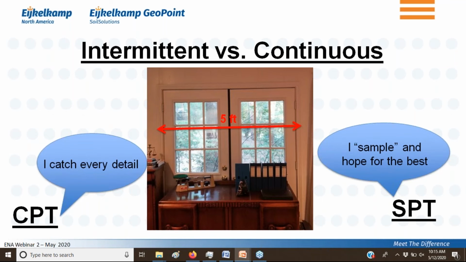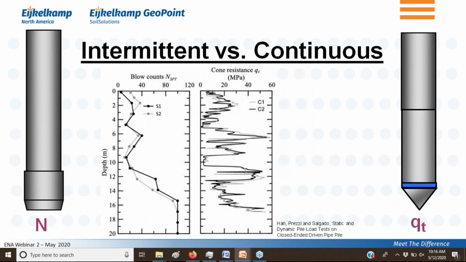In other words, CPT catches every detail, and SPT not only uses a sampler, but really samples data points and then just hopes for the best to try to come up with data, or a characterization, in between those data points. Now, that's obviously not realistic. There is no Mr. CPT, there is no Mr. SPT. So let's look at a more real illustration of this whole thing.